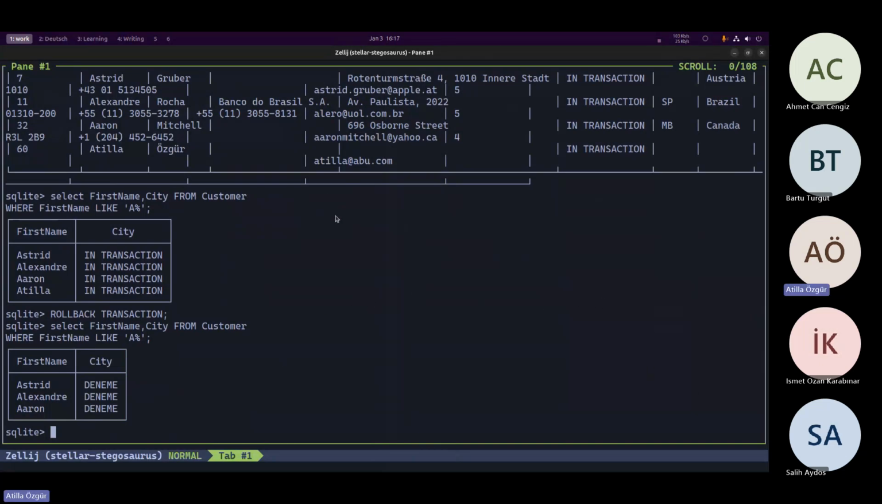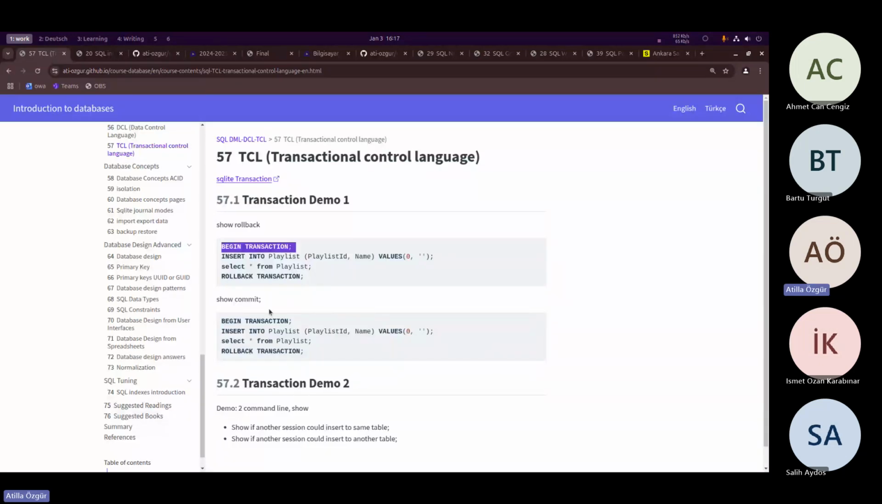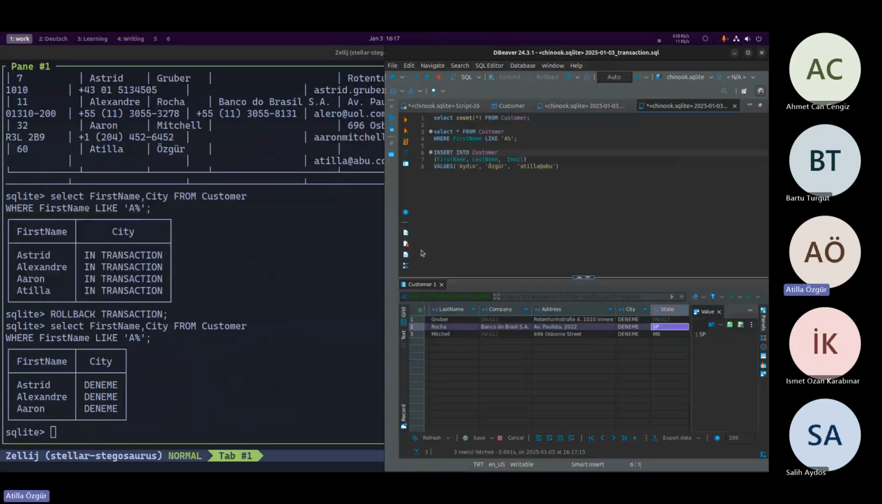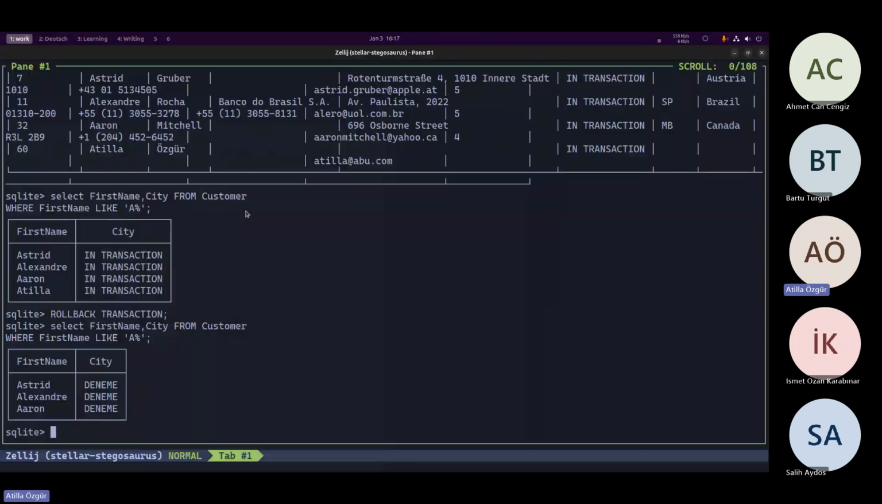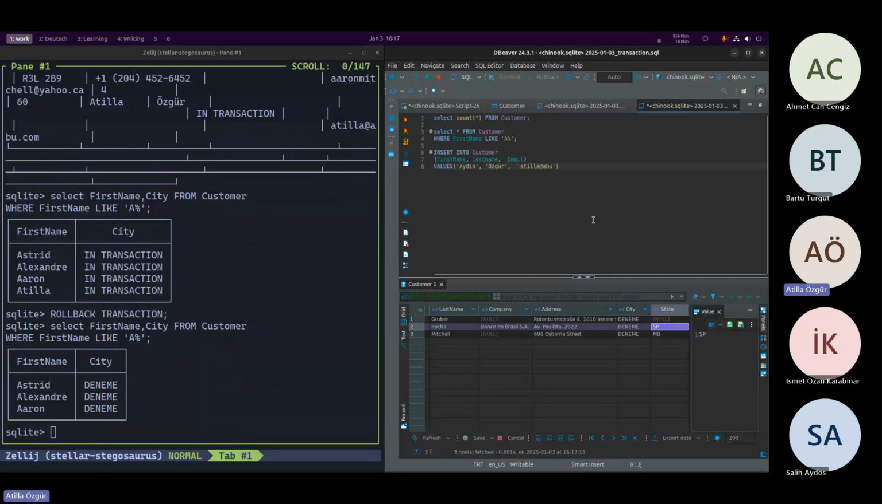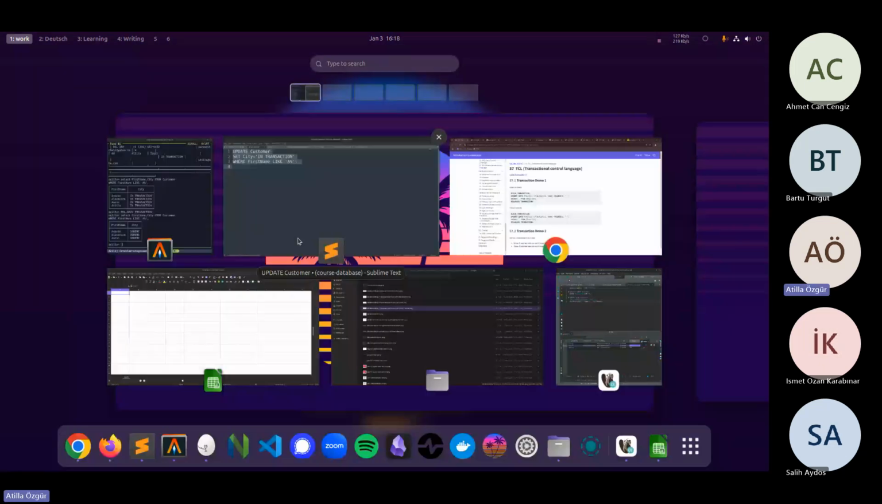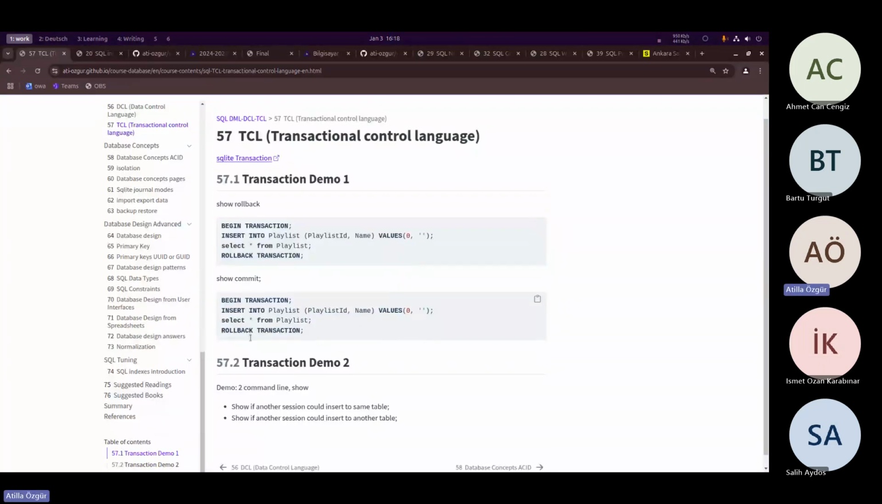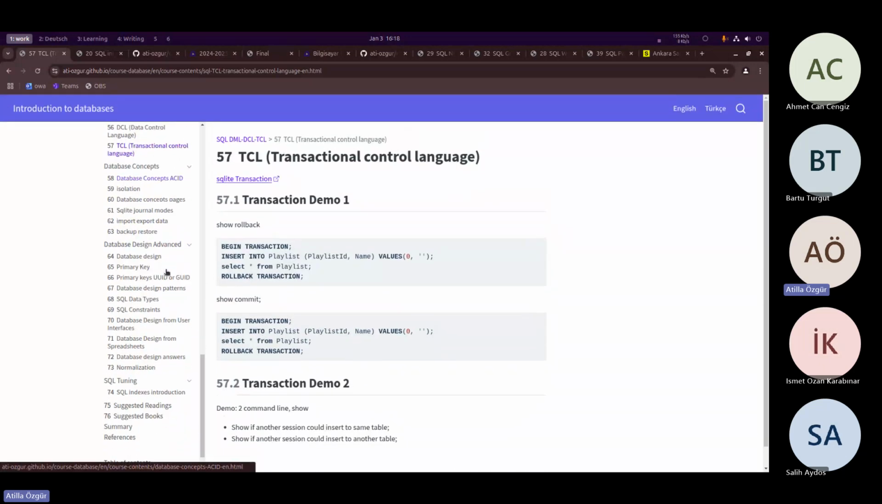Transactions work in isolation, and till I roll back or commit the transaction, I will not be able to see the change I did to the customer table or the other tables. Any questions about this transaction topic? Okay, no question. Then this is the most important part in our database.